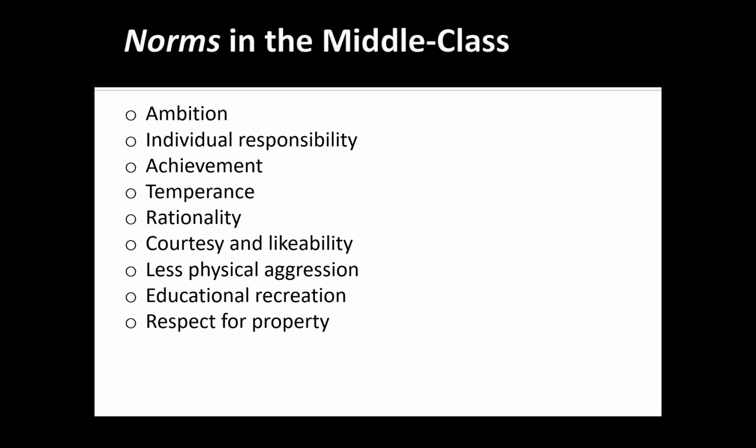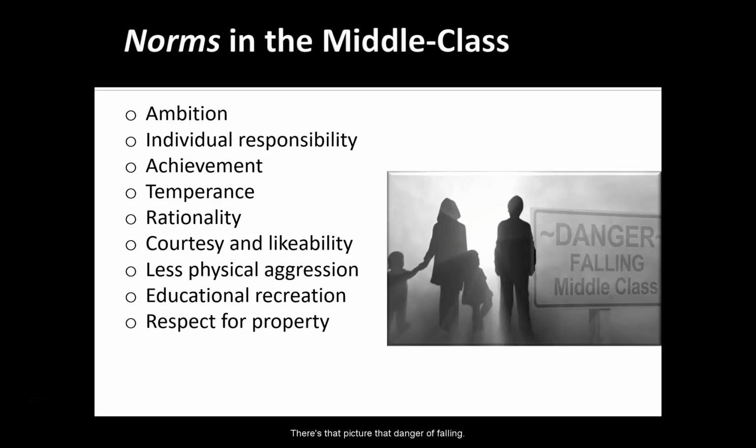We have norms, and they see this. Such norms in the middle class, such as ambition, individual responsibility, achievement, temperance, rationality, courtesy, likability. It's interesting, meaning that they gravitate to gangs. Less physical aggression, educational recreation, respect for property. So Cohen believes that these feelings or these motivations are innate, that these individuals, although they're delinquent or criminal, still want this. They want these things. They want these norms. But there's that picture, that danger, the falling of the middle class. So one could argue that there is no middle class, that there is either the delinquent realm, the environmental causation, and then the elitists. I'm not a big proponent of this theory. Nevertheless, again, a theory.